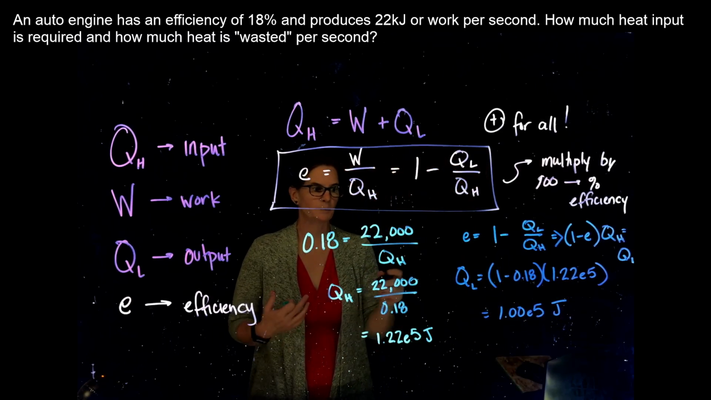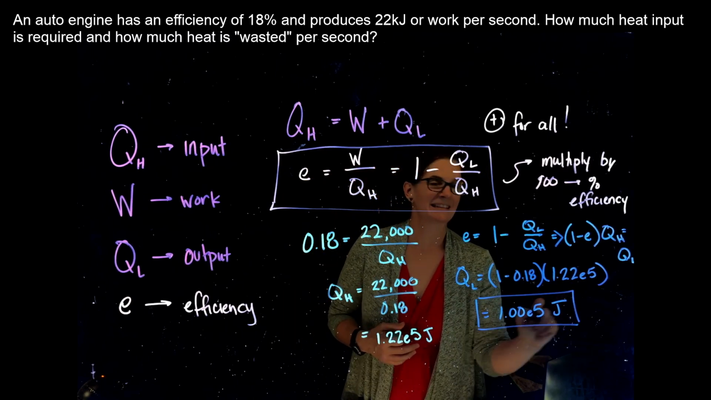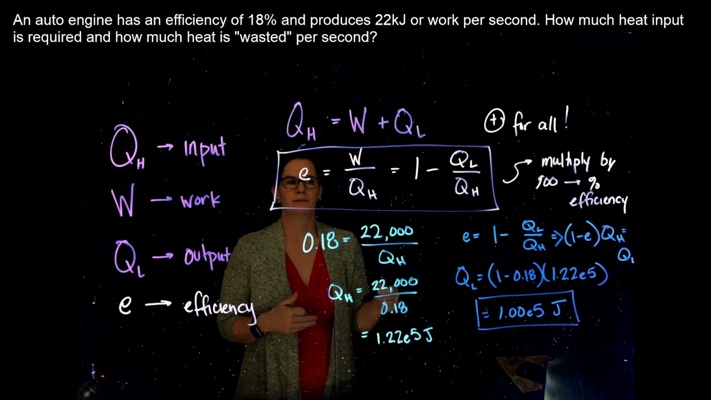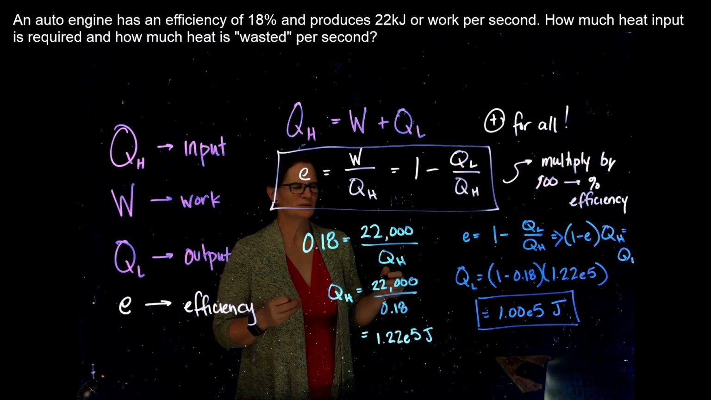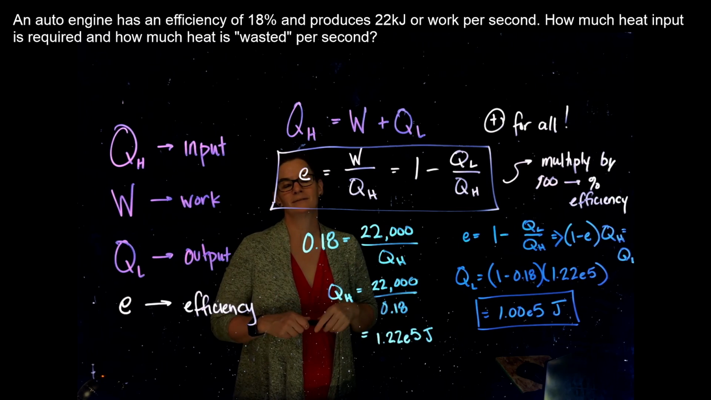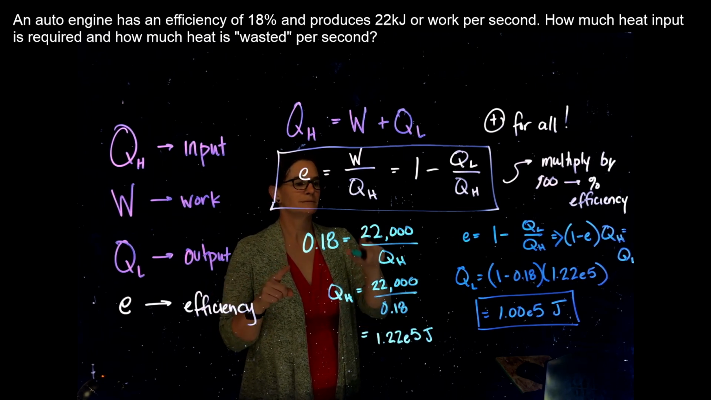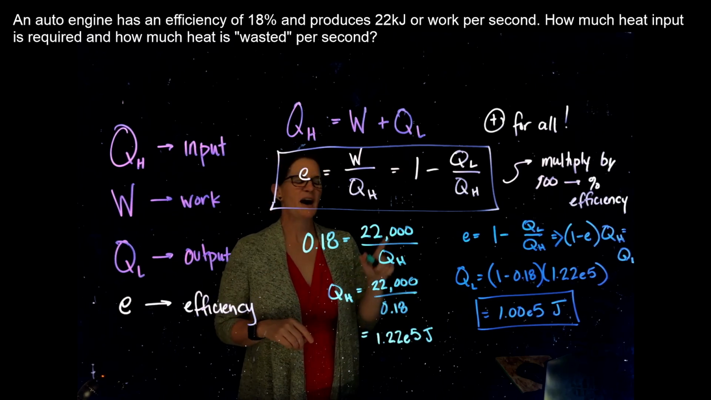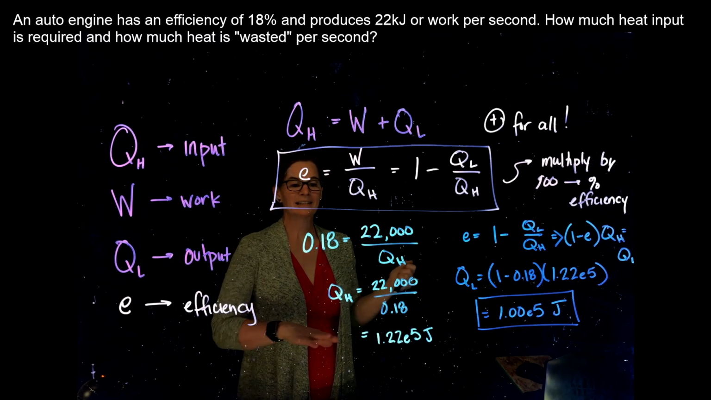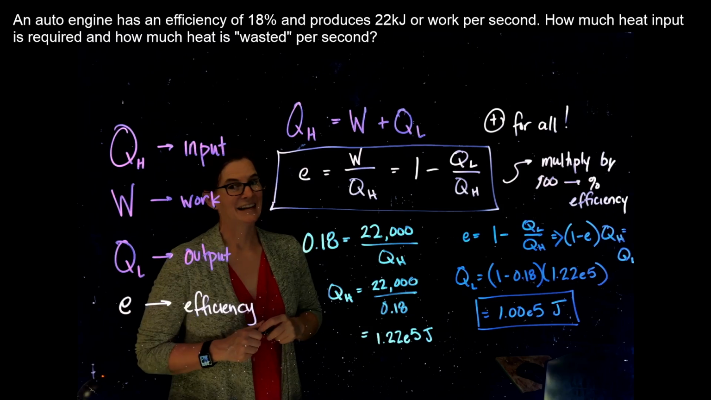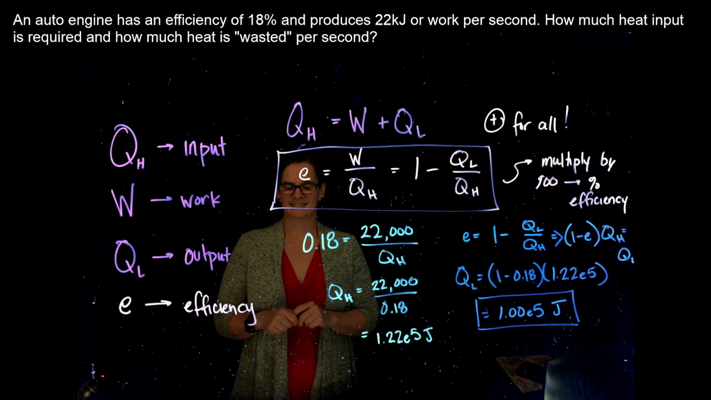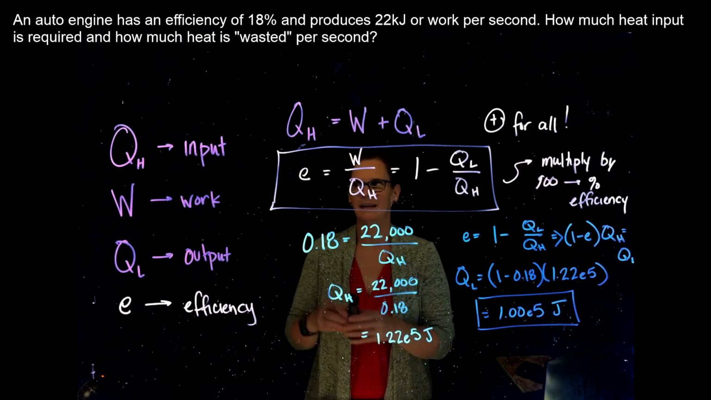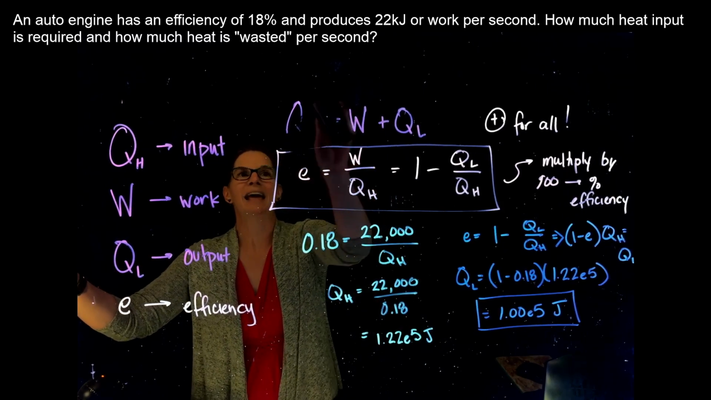All right, so every second that this engine puts out 22,000 joules of work, so 22 kilojoules of work, we lose 1 times 10 to the 5th joules, so 100 kilojoules of energy to the environment, and we needed 122 kilojoules of energy to operate. All right, so that's an example of using heat engines and their efficiency.